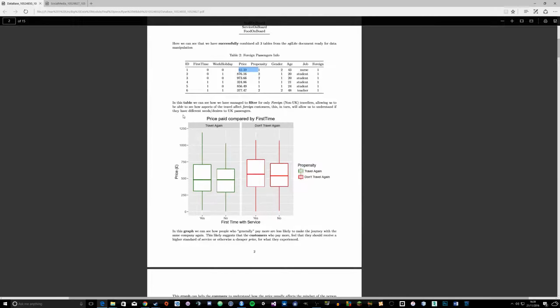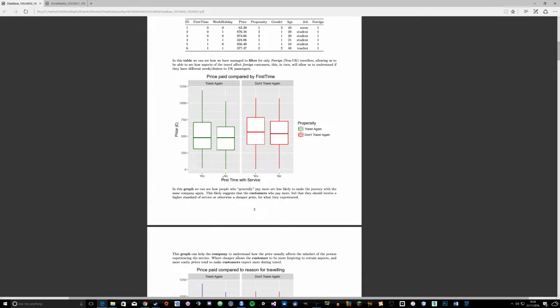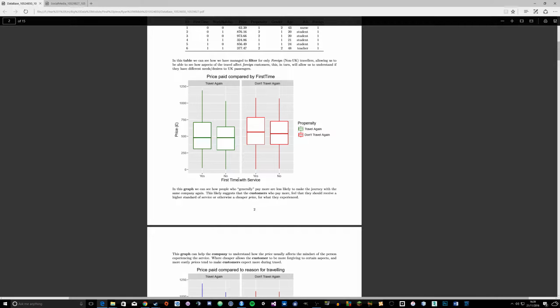So we compared this, of only foreign travellers, the price they paid compared by first time. So we looked at whether they travelled first time, which is either a yes or a no, and then whether they will or won't travel again, which is defined by the green or the red. And obviously got the price on the y-axis there. Is it the y? I believe it's actually the x-axis.